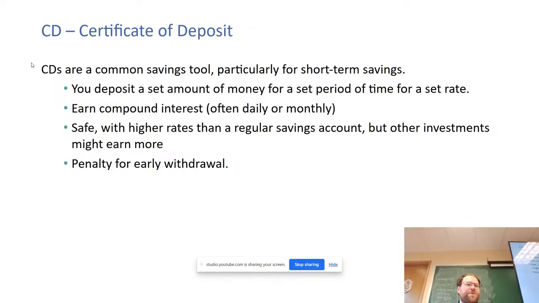And I know last time we were talking about CDs, certificates of deposit. Were there any questions about that from last time? No.